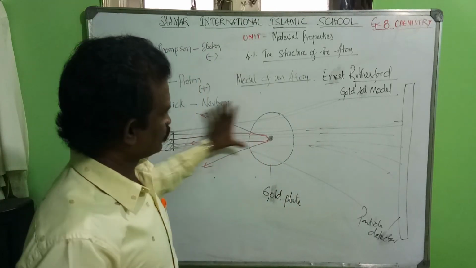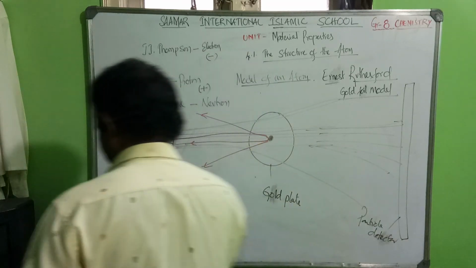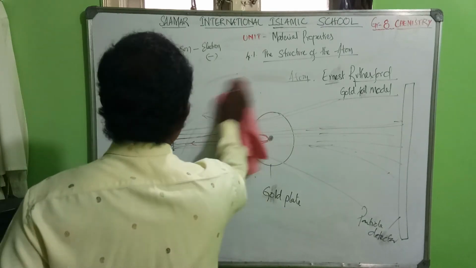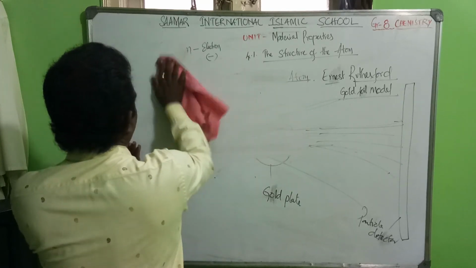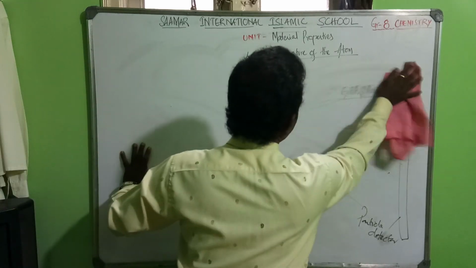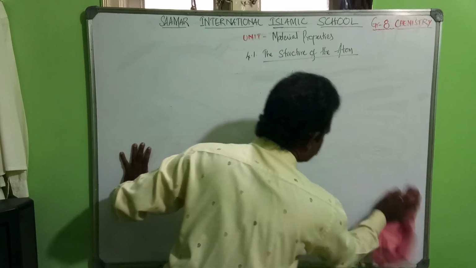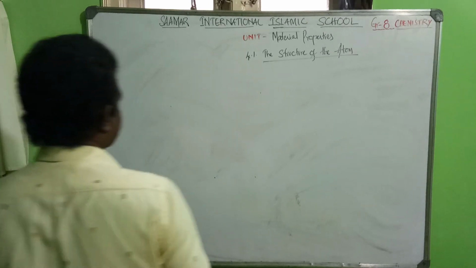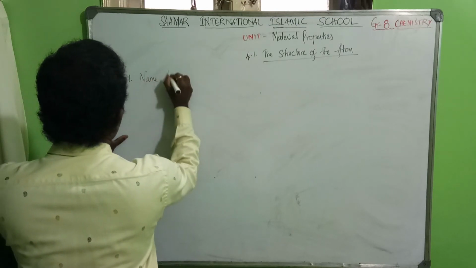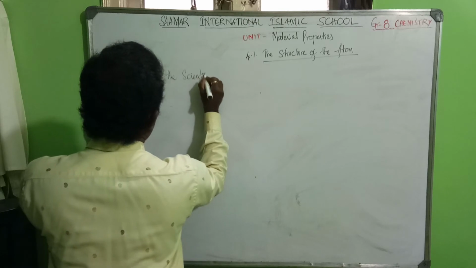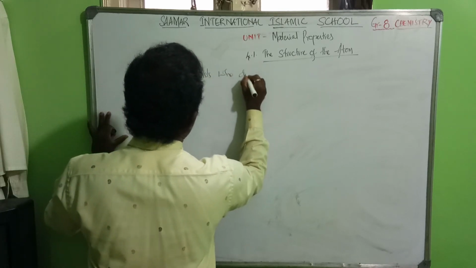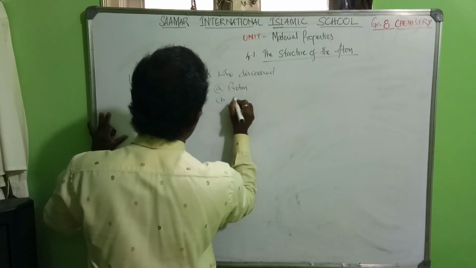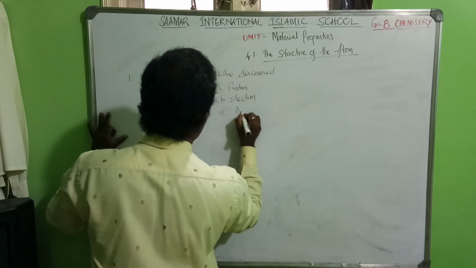Now I will give you some questions. First question: Name the scientist who discovered A. Proton, B. Electron, C. Neutron.